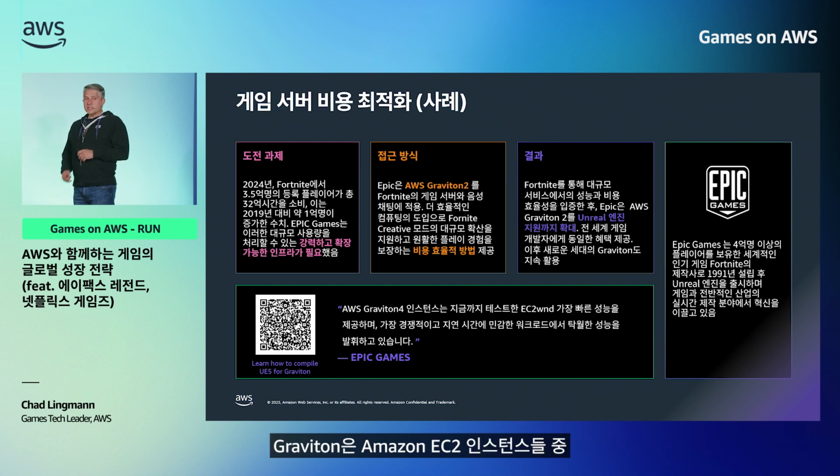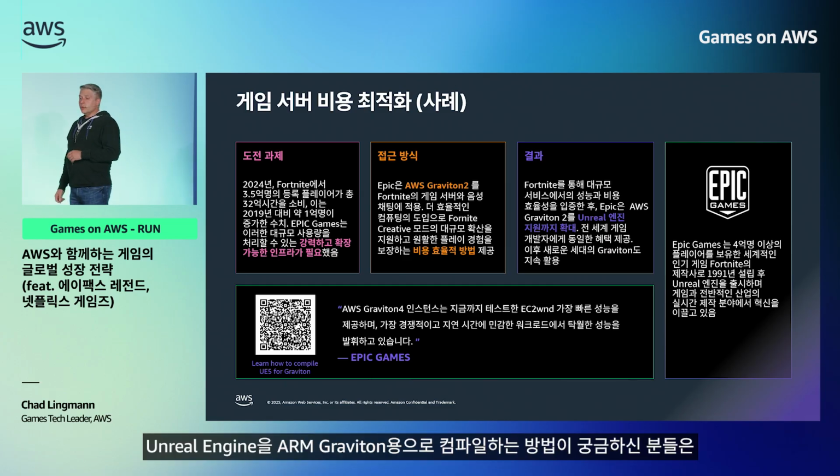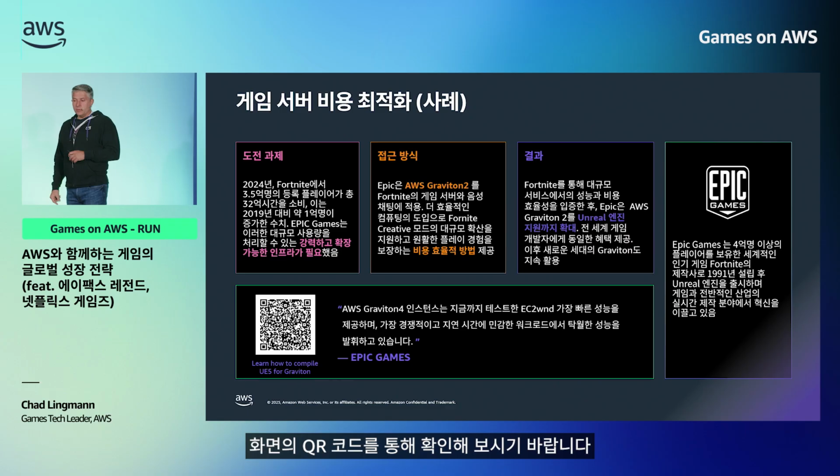Graviton provides the best performance per watt of energy use of all the instances on Amazon EC2. It uses up to 60% less energy for the same performance than comparable instances. So you can learn how to compile Unreal Engine for ARM Graviton at the QR code shown here. So if you want to learn how to do that, grab that code.